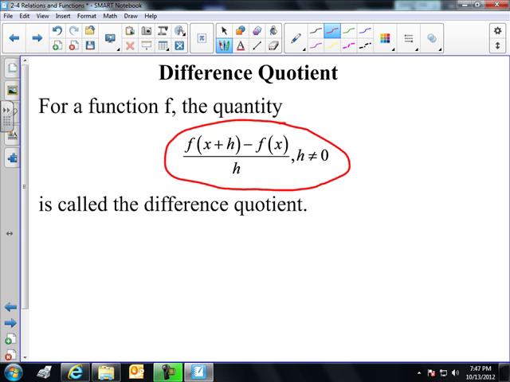And how it reads is this right here: f of x plus h minus f of x, and all of that is over h. It's almost like a little formula that you're using there. That is the difference quotient.